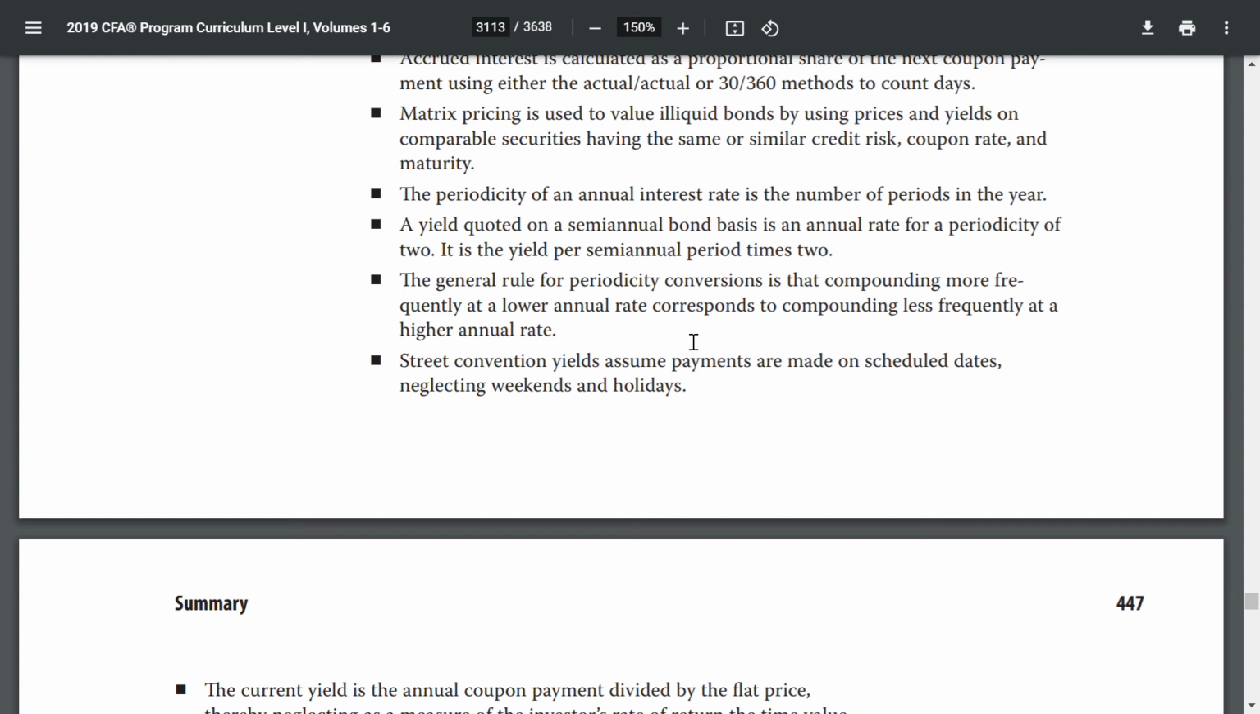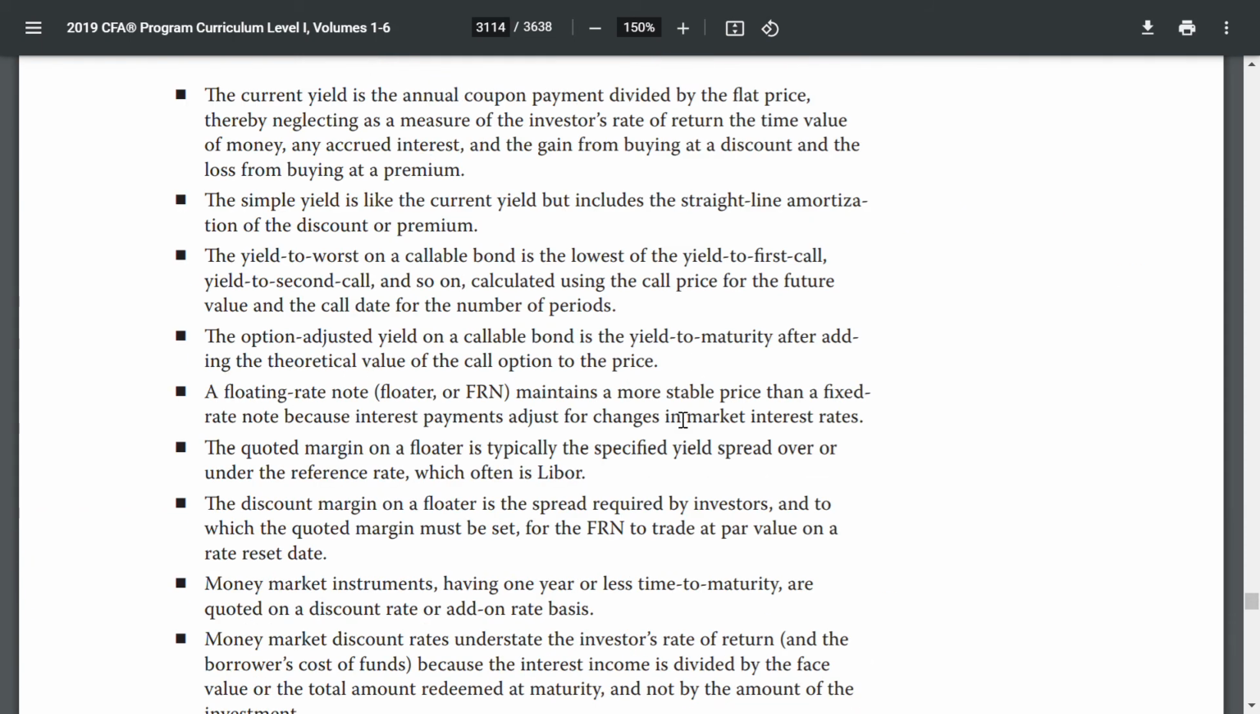Street convention yields assume payments are made on scheduled dates, neglecting weekends and holidays. The current yield is the annual coupon payment divided by the flat price, thereby neglecting, as a measure of an investor's rate of return, the time value of money, any accrued interest, the gain from buying at a discount, and the loss from buying at a premium. The simple yield is like the current yield but includes the straight-line amortization of discounts and premiums. The yield to worst on a callable bond is the lowest of the yield to first call, yield to second call, and so on.